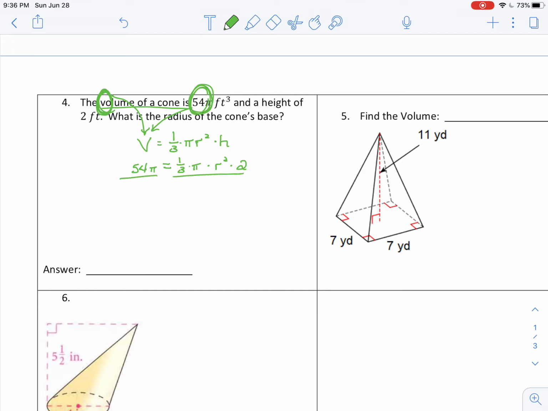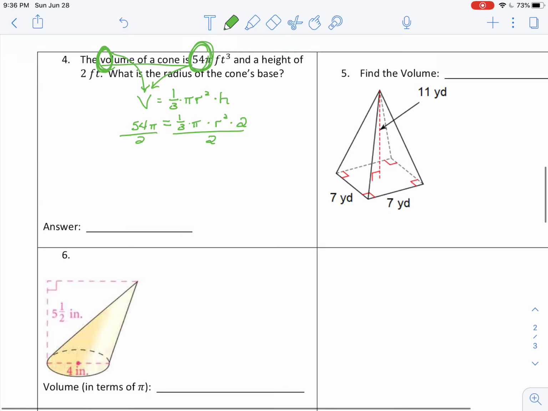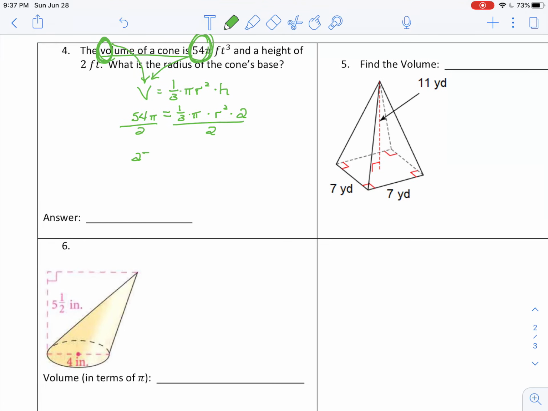I'm going to divide both sides. Instead of multiplying something by 2, I'm going to undo it and divide by 2. So I'm going to get 27 pi. Now I do see a times pi, and that's actually on both sides. I'm going to get rid of the pi as well, so I don't have to keep writing it down.